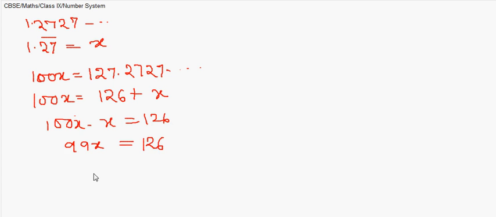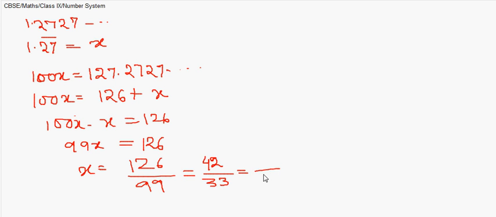If I have to find x, 126 by 99 can be reduced by dividing by 3. That's giving me 42 by 33. Again it is divisible by 3, that's giving me 14 by 11. So 1.27 bar, if represented, is 14 by 11.